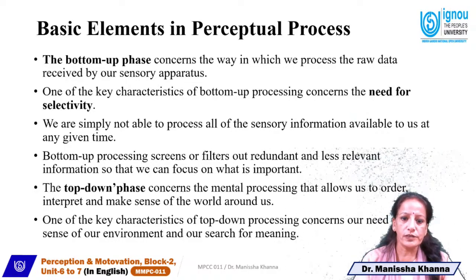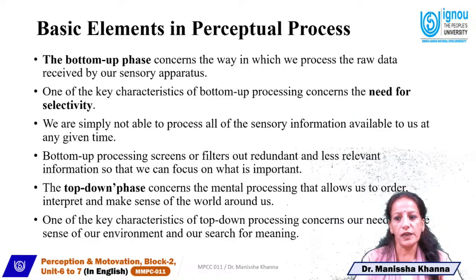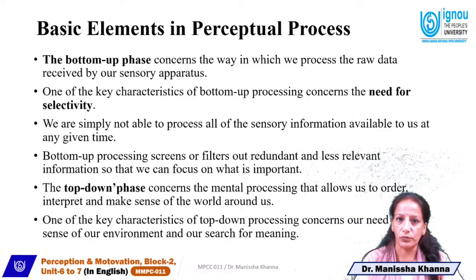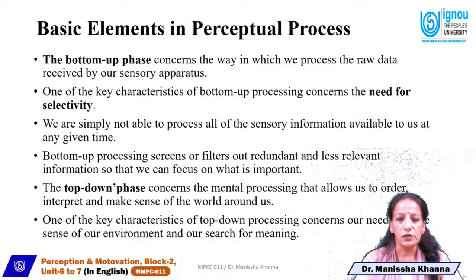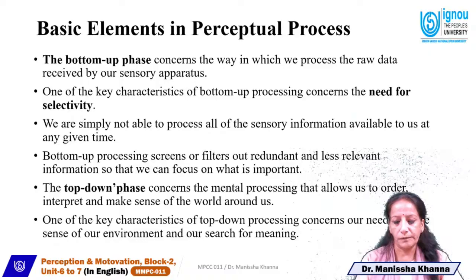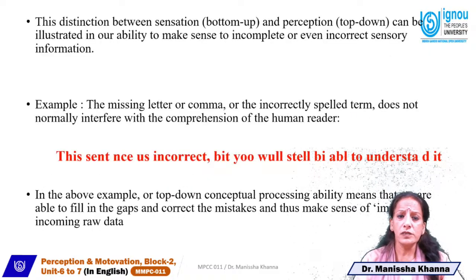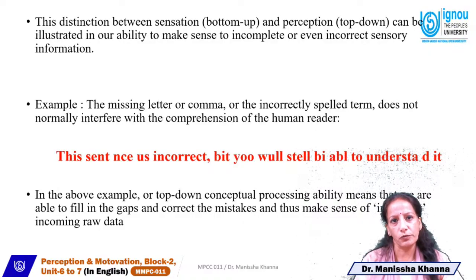The top-down phase concerns the mental processing that allows us to order, interpret, and make sense of the world around us. One of the key characteristics of top-down processing concerns our need to make sense of our environment and our search for meaning. This is the distinction between sensation and perception. Sensation is a bottom-up approach and perception is top-down.